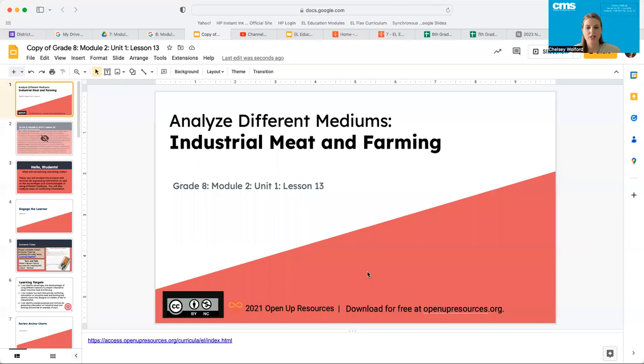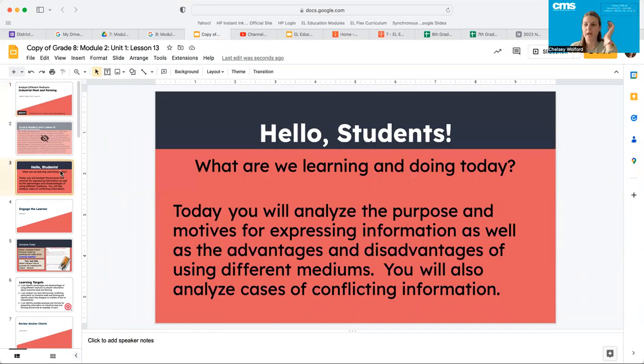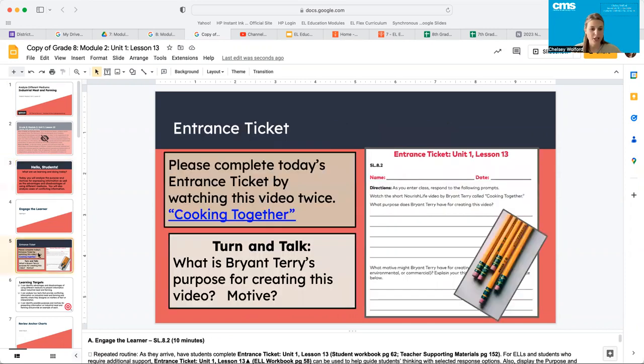We are jumping into lesson 13 today. So let's go ahead and look at what we're going to be covering today. Today you're going to analyze the purpose and motives for expressing information, as well as the advantages and disadvantages of using different mediums. You will also analyze cases of conflicting information.